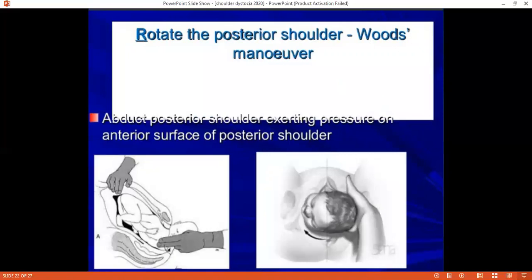If this is not working, I will shift to the posterior shoulder rotation, the wood screw maneuver, just like the screw of the wood. Put in mind you should keep time for each maneuver, not more than 30 seconds. Every 30 seconds I shift to another maneuver because this maneuver is not helping me. Here I will apply pressure, or I push the posterior shoulder to disimpact it, and then the anterior shoulder will be disimpacted. This is wood screw.